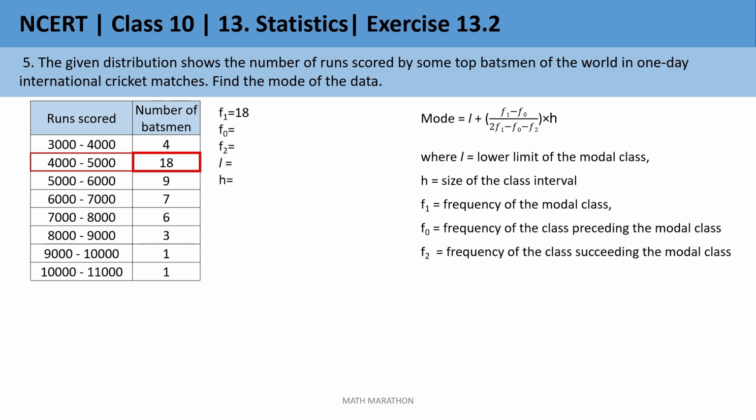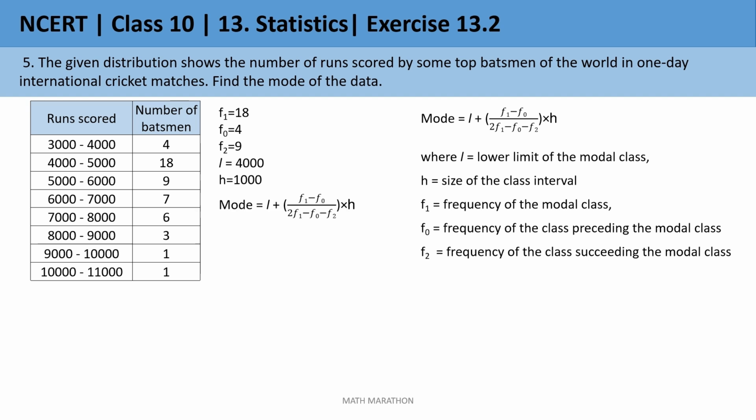F1 is 18. F0 is frequency of the class preceding the modal class. F0 is 4. F2 is frequency of the class succeeding the modal class. F2 is 9. L is lower limit of the modal class. L is 4000. H is class interval. In class, 4000 minus 3000 is 1000. Class interval H is 1000. Now, we have sufficient information to calculate mode.